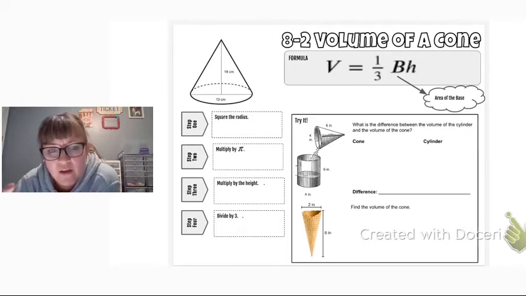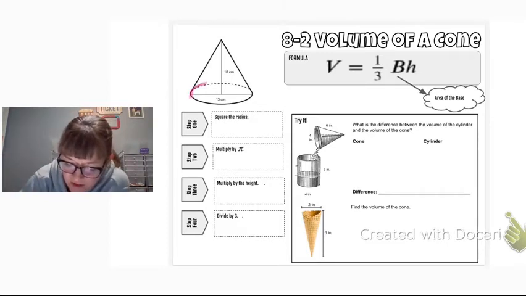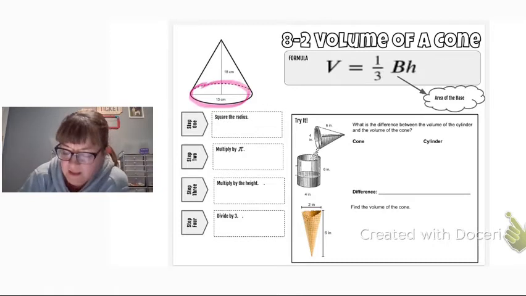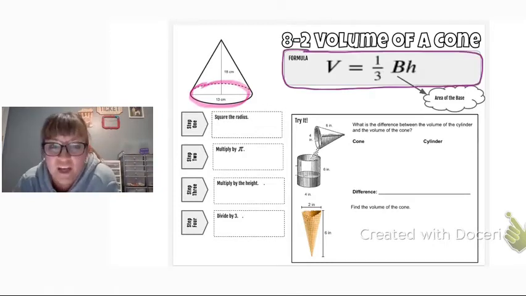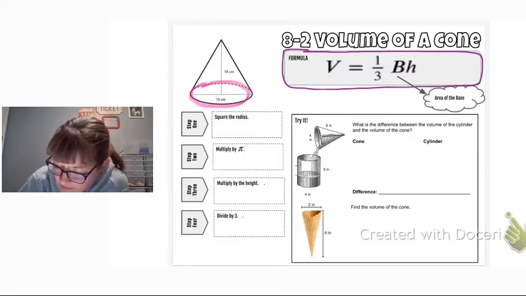If you think about cones and cylinders, they share one very important characteristic, and that is that they have a circular base. This is the formula to find the volume of a cone. You'll notice that it looks very similar to the formula that we used in the previous lesson where we found the volume of a cylinder. The big difference is we have this 1/3 right here, and everything else is the same.